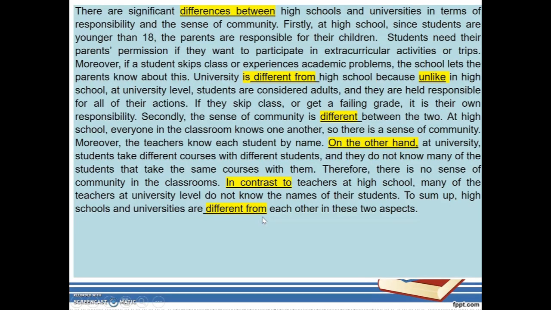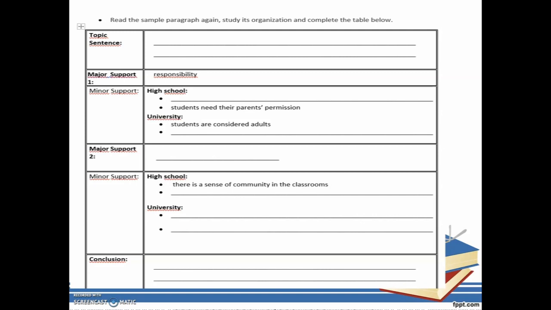Let's go over the paragraph together. So we see differences between, is different from, unlike, different. On the other hand, in contrast to, teachers at high school, in contrast to, and different from. Yes, we can understand that this paragraph is mainly focusing on the differences. Yes, let's move on to the other exercise. So read the sample paragraph again and study its organization and complete the table below, please. It's better to pause the video here.